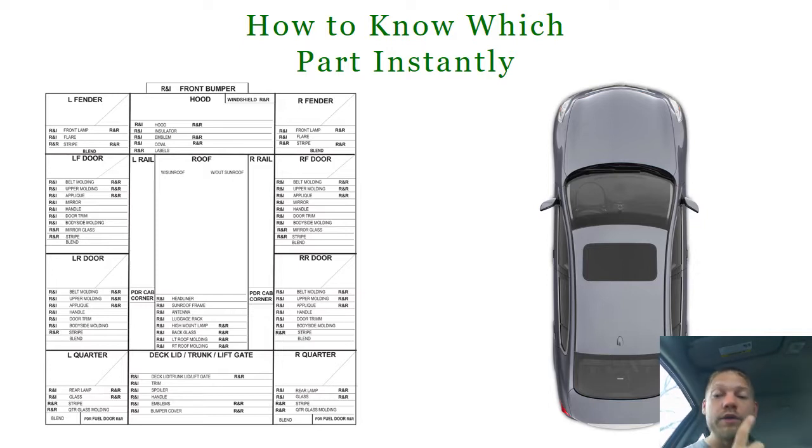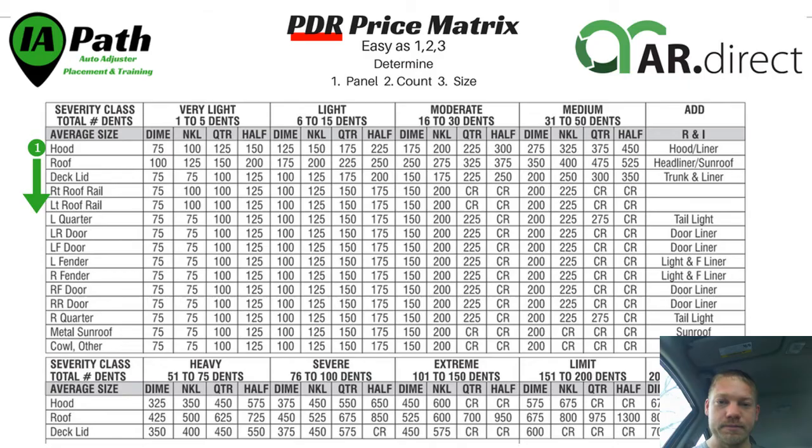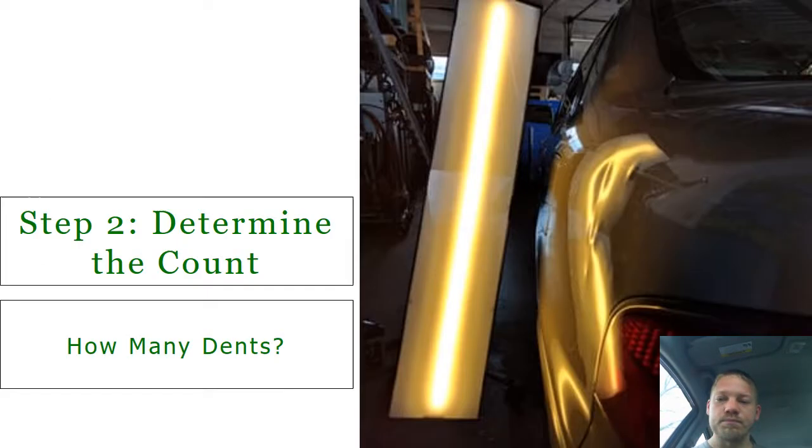So remember, it's easy as 1, 2, 3. Step one of getting your price on the PDR hail matrix. Okay, so here's the PDR price matrix. You can see here at the top, PDR price matrix. Okay, so step number one is to determine the panel. So now that you know, let's say it was the hood, now that you know what the hood is and that's the panel you're looking at, now you can find it on the matrix here. And it goes up and down, starting with the hood, the roof, the deck lid, so on and so forth. And then you can determine which row is which panel. Okay, so that's step one.